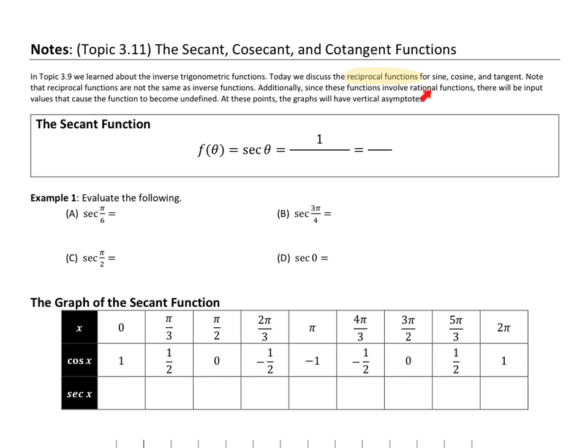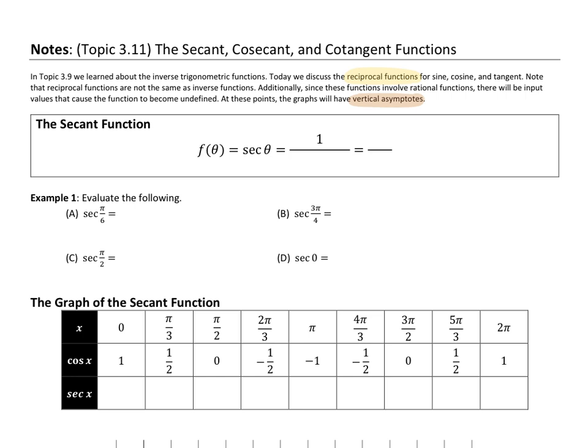And since we have created rational functions, some of the rules from chapter 1 with rational functions comes back. There will be input values that cause the function to become undefined or make that denominator 0. And at these points, these graphs are going to have vertical asymptotes appear on the graph. So we're going to be looking for these vertical asymptotes today because they help us graph these functions.